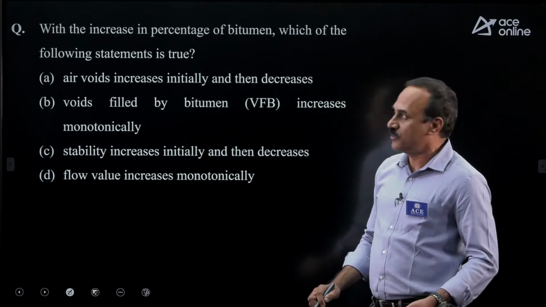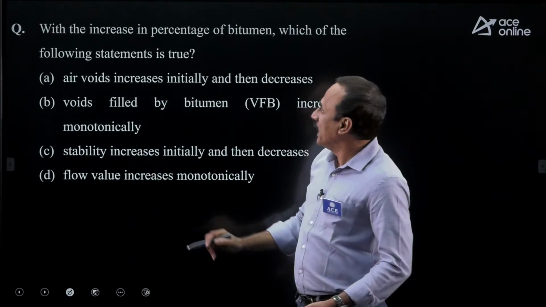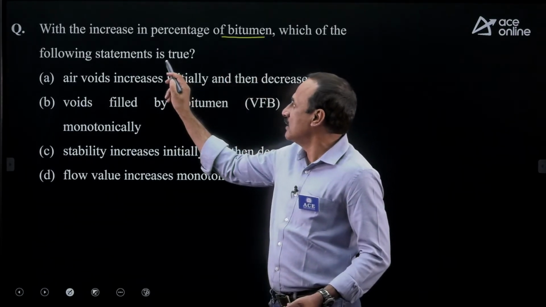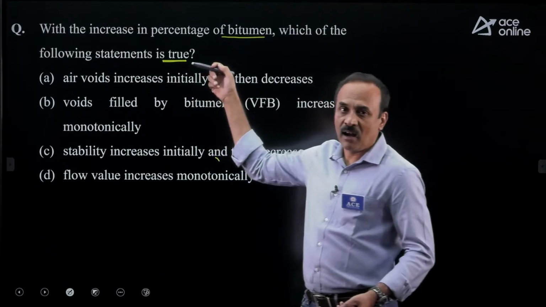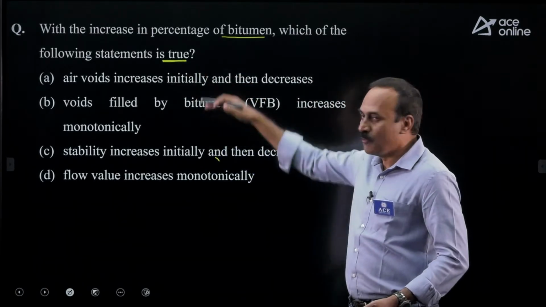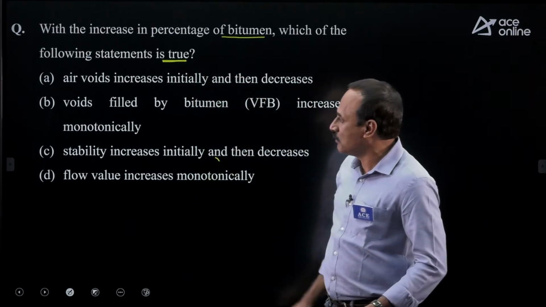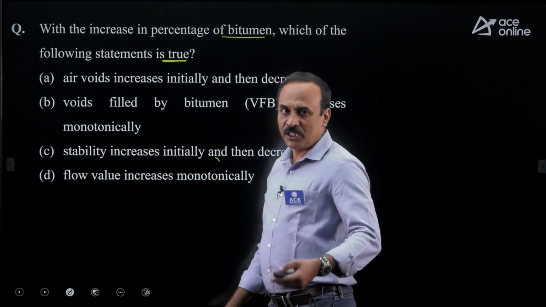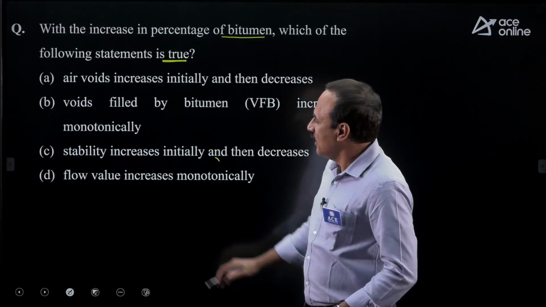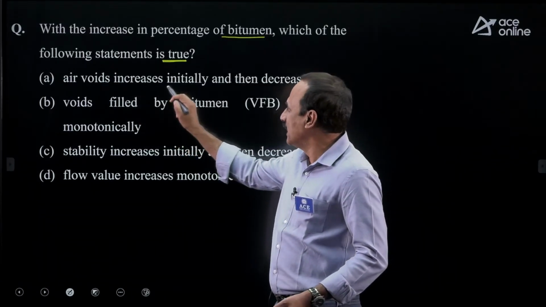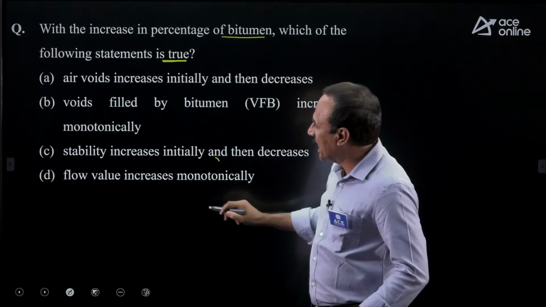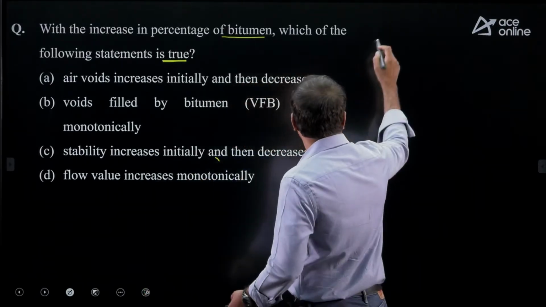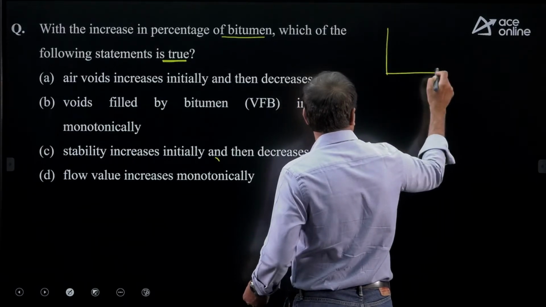Coming to this question again, with the increase in percentage of bitumen, which of the following statements is true? So I want to check the true statements among the 4. These are all based upon the Marshall mix design graphs. Look at the first option, air voids increases initially and then decreases. Actually, air voids continuously decrease as percentage bitumen increases.